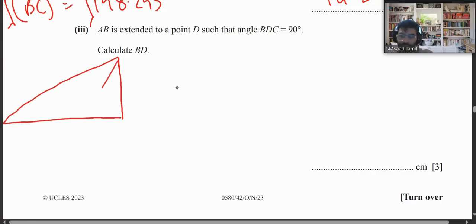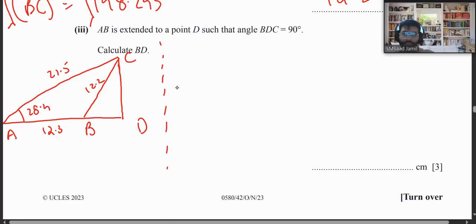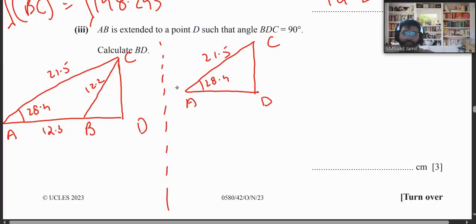Okay, this is D, this is B, this is A, this is C, this is 28.4, this is 21.5, this is 12.3, and this is 12.2. We actually calculated all the lengths. So look, what I'll do, just make this triangle ADC. Use 28.4 and use 21.5 to find CD.